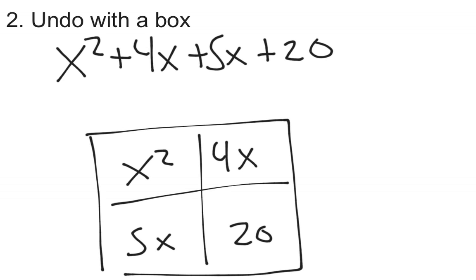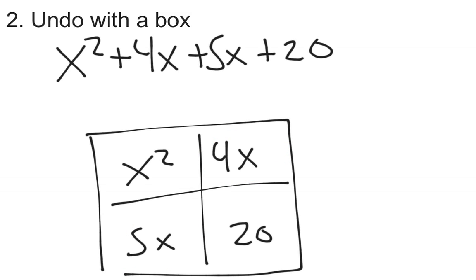And it actually doesn't matter the order. You could put 5x in this box and 4x in this box. It wouldn't make a difference. The only thing that does make a difference is where you put x squared and then the term without any variables.